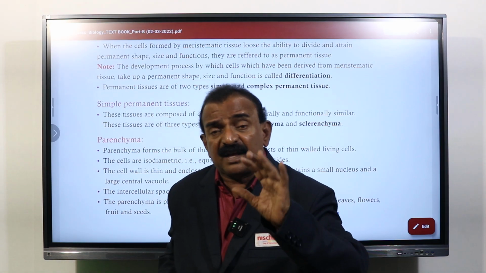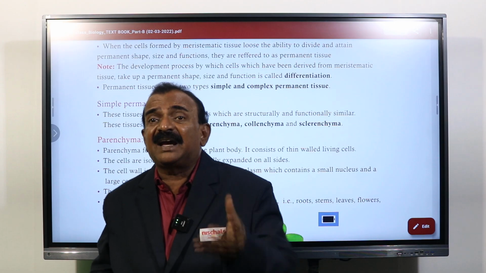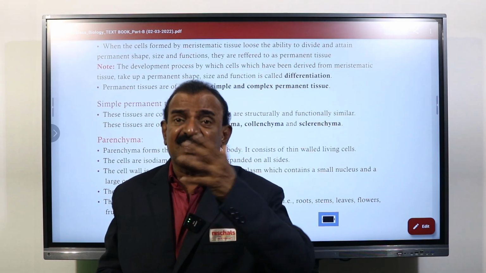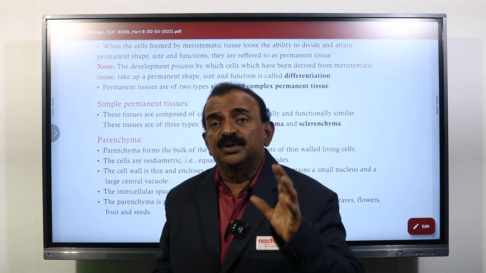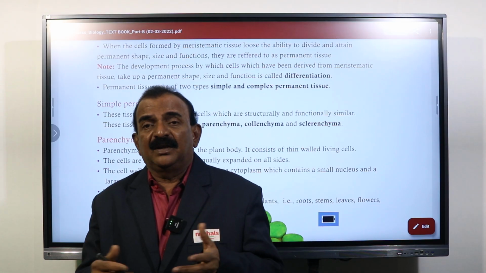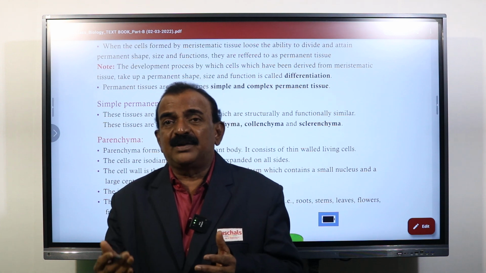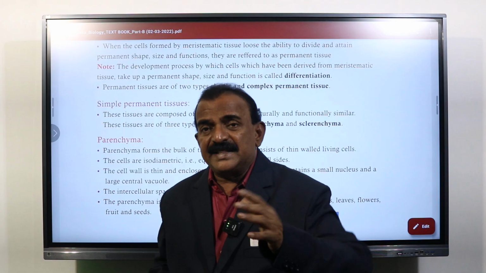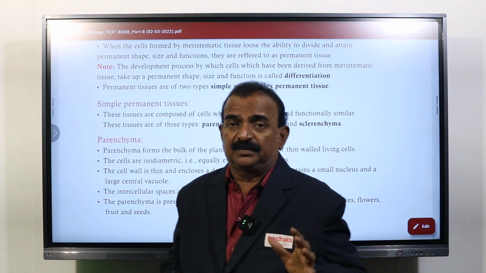And some parenchyma have chloroplast, and some parenchyma have air spaces, and they are called aerenchyma, and some parenchyma tissue are useful for the storage of food. So based on their functions, once again parenchyma tissues are divided into three categories. So they are chlorenchyma, and they are responsible for the preparation of food.